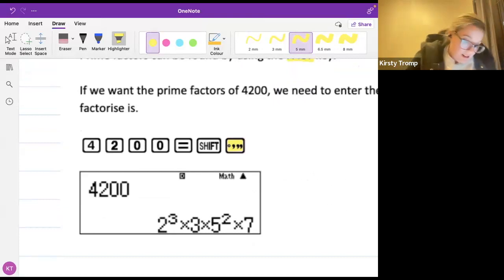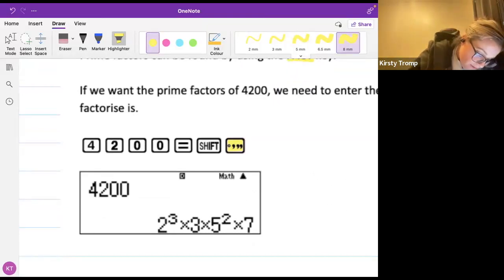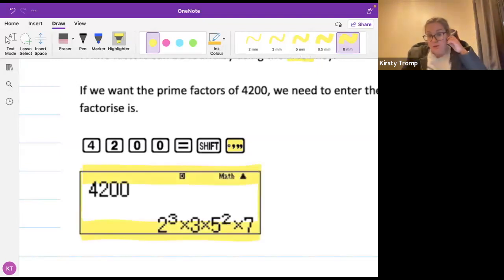When you do that, this should come up on your screen. It should tell you that the prime factors of 4,200 are equal to 2 to the power of 3 times 3 times 5 to the power of 2 times 7.